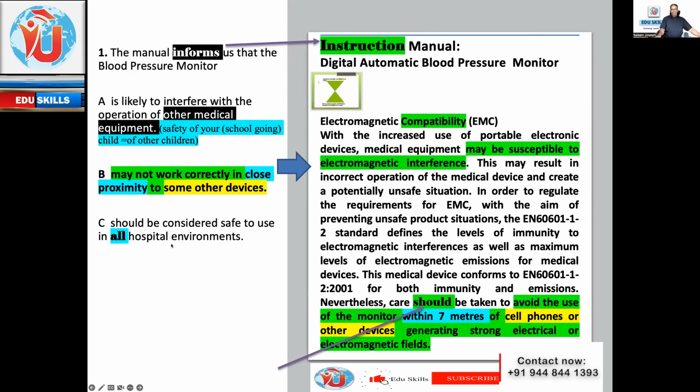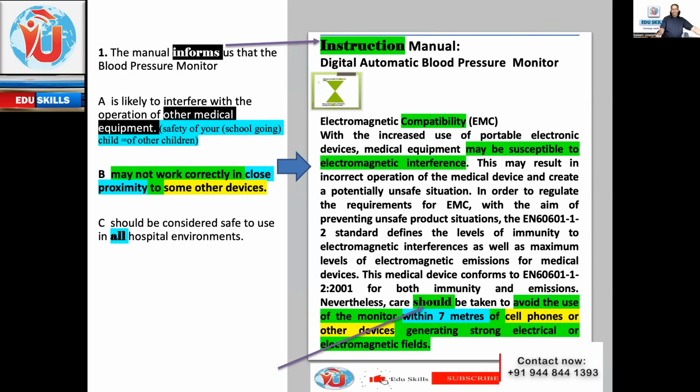The A option: it should be considered safe to use in all environments. Now, the caution says you should take caution. Yes, so all is absolute. Even otherwise, the caution says not in all. It should not be operated within 7 meters. So it is the opposite of this, right? Here it says all. Here it says care should be taken to avoid the use of the monitor within 7 meters of cell phones or other devices.